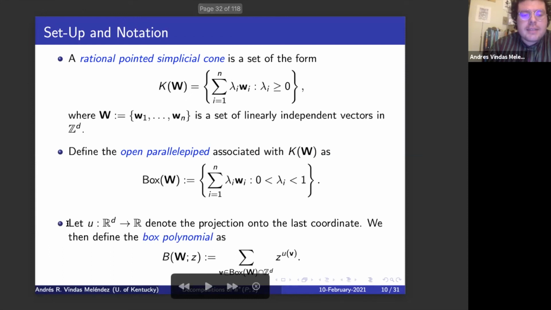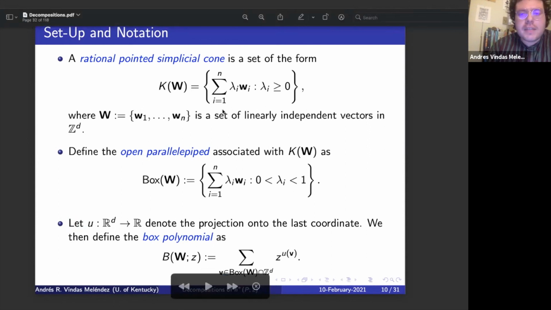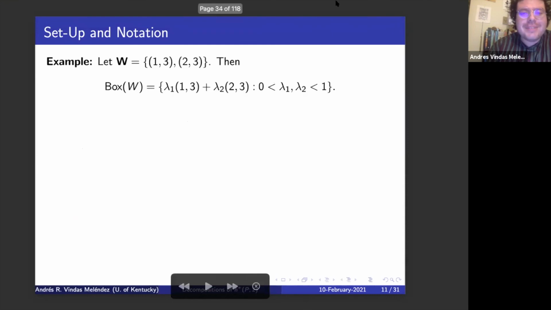And then the last thing before the next slide is I'm going to denote by U a projection onto the last coordinate. And from there, I'm going to define a box polynomial as being the sum of Z to the U of V, where V are the integer points inside my box. Okay. Now you might say, Andres, that is confusing. And so here's a small example.